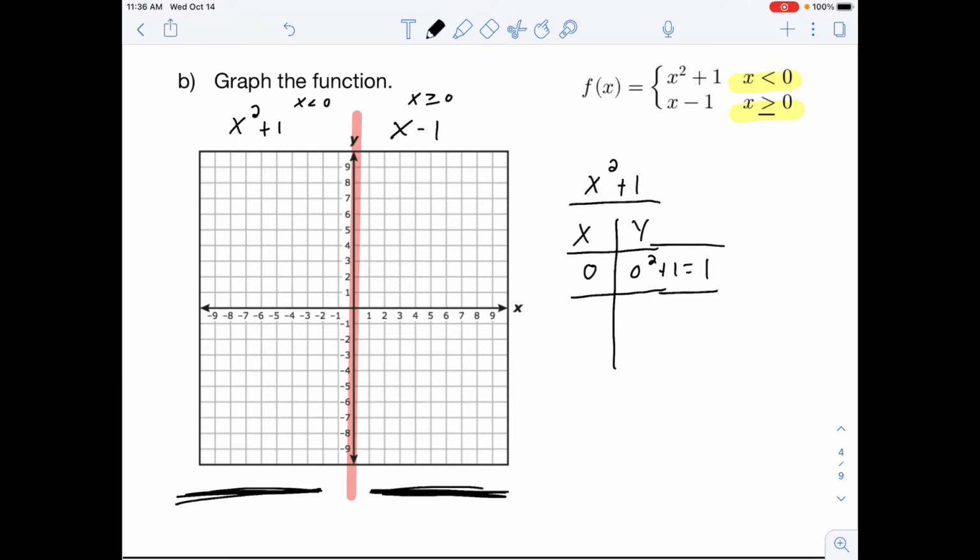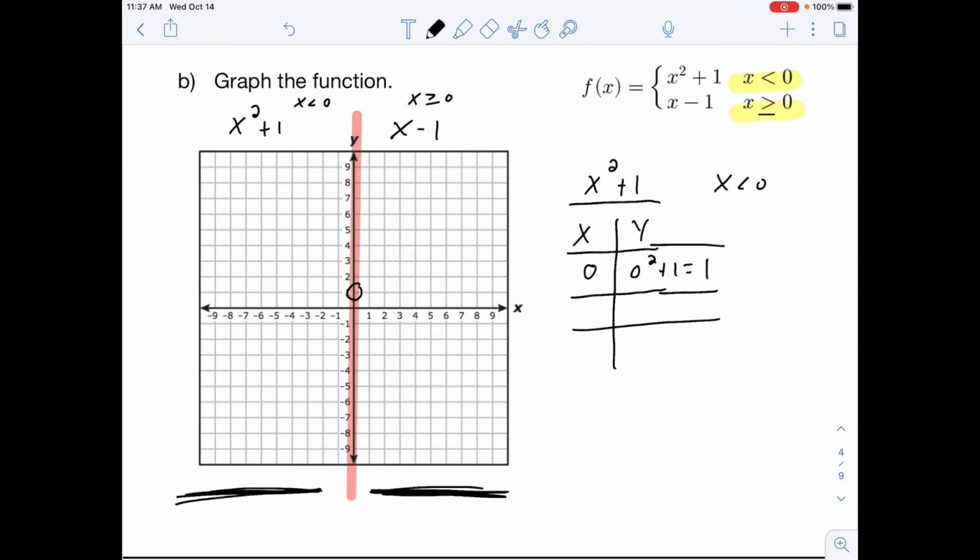So when I plug in 0, I get 1 for y. Well, remember my domain here tells me x has to be less than 0, so I can't include it. But I'm starting at that dividing point. So what I do is I put an open circle at the 1. That tells me I'm starting here, but I cannot include it because my domain says less than 0.